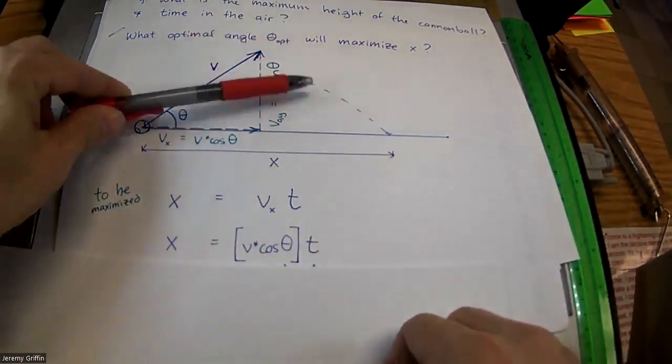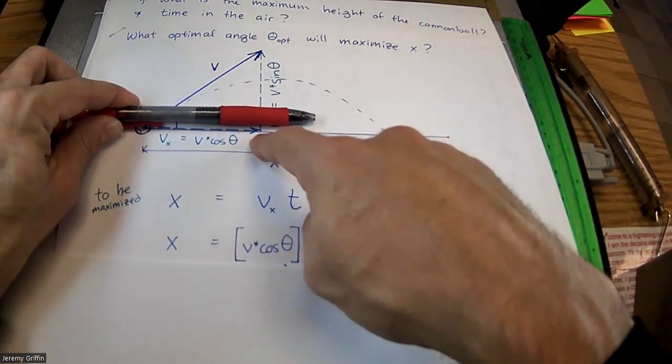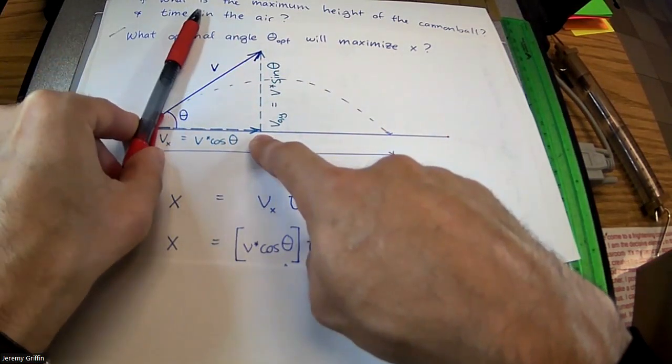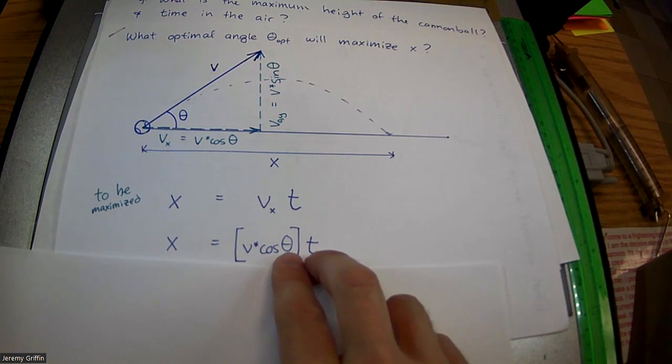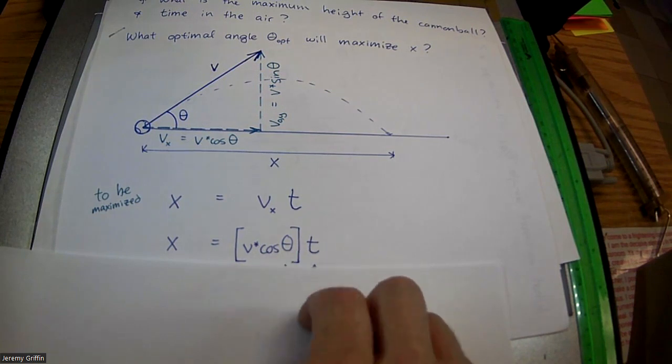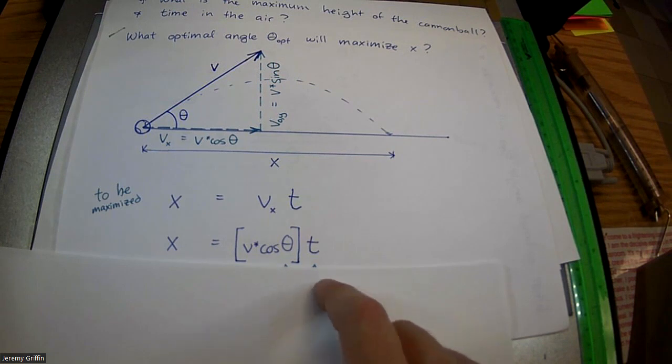Now here's where that theta and that t are related to each other. Because think about this: if theta is really small, the time in the air is going to be really small. If theta gets closer to 90 degrees, that would maximize the amount of time it's in the air. So that theta and that t are related to each other. They are not independent of each other, right? So thinking ahead, I'm going to say, can I somehow substitute out this t in terms of theta, right?